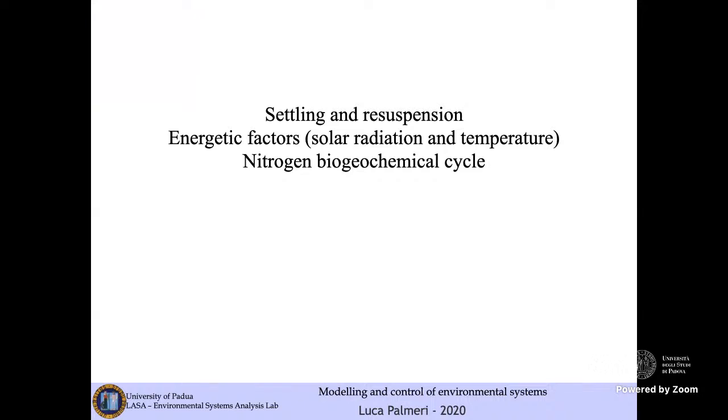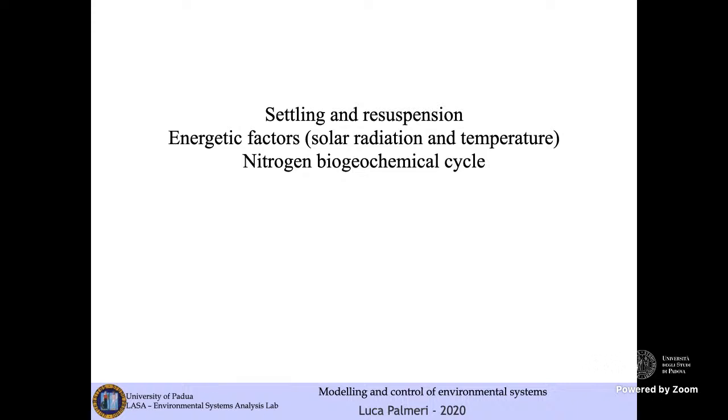the description of models employed to describe biological processes. So today we will deal with settling and resuspension processes, which are still physical processes. Then we will introduce energetic factors. In particular, we will discuss solar radiation and the effect of temperature, or better, the way we model this very important driver, very important forcing, that is the temperature.